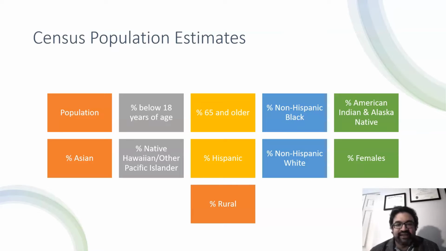So last but not least, quite a few measures are incorporated within the most recent census population estimate. There are about 11 measures that I'm going to go over. So just the general population, what is the number? Percent below 18 years of age, percent 65 and older, percent non-Hispanic Black, percent American Indian and Alaska Native, percent Asian, percent Native Hawaiian and other Pacific Islander, percent Hispanic, percent non-Hispanic White, percent females, and percent rural.